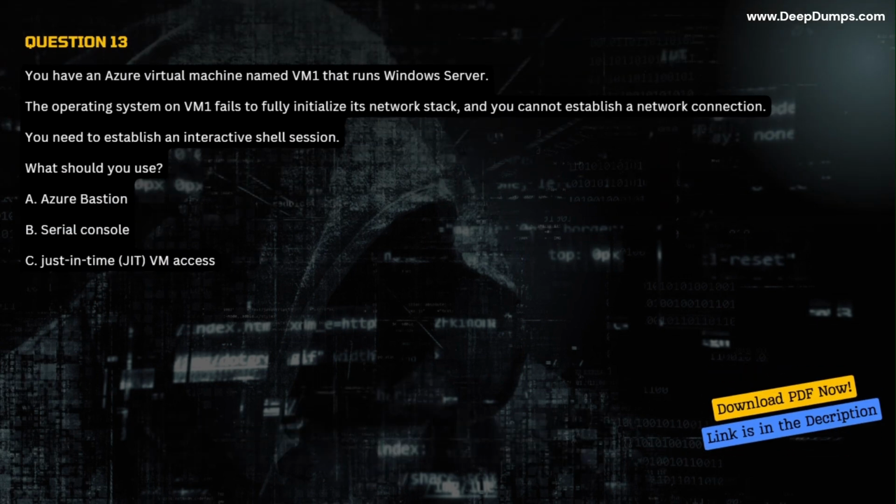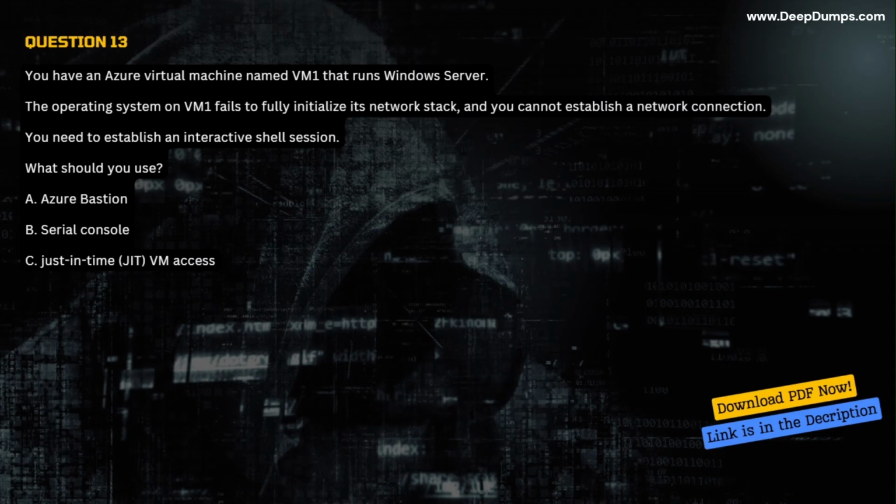Question 13. You have an Azure virtual machine named VM1 that runs Windows Server. The operating system on VM1 fails to fully initialize its network stack, and you cannot establish a network connection. You need to establish an interactive shell session.